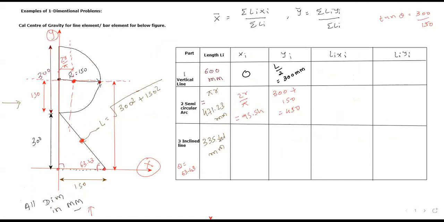What is your length? 335.41. So what is your xi? L by 2, and what is your angle? 63.43 with the x-axis, that's why cos theta. Here L by 2 sin theta. Is it clear? Please confirm me. L equals 335.41 for this inclined line. Please give me the value: 335.41 divided by 2 into cos 63.43. First give me the x value and then the y value. Okay, x will be 75.01.